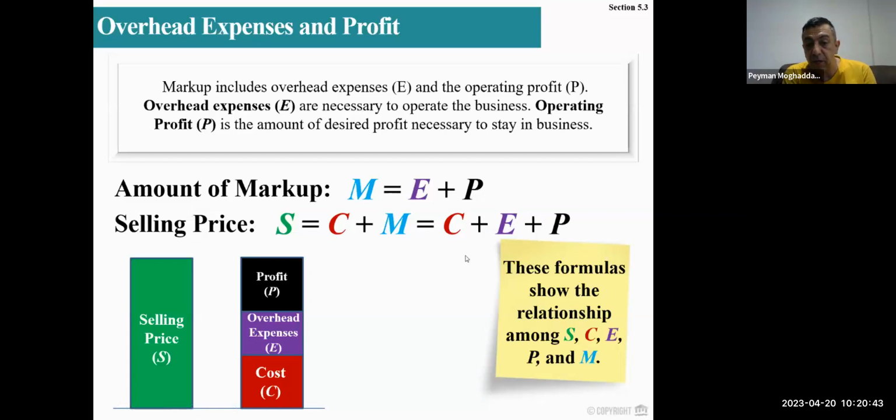We didn't discuss multiple items then, and last week we discussed multiple items, right? Multiple items have multiple selling prices and multiple costs, basically selling price and variable cost. So that's what we learned last week. But two weeks ago, we just discussed one item, where markup is expenses plus profit, and selling price is cost plus markup, which is cost plus expenses plus profit.